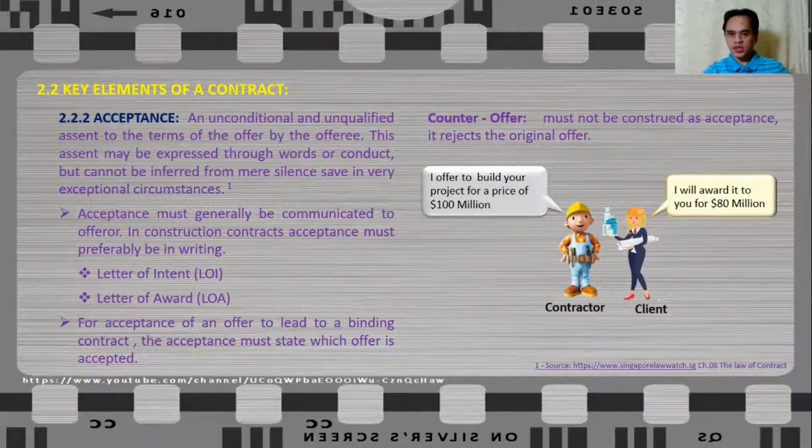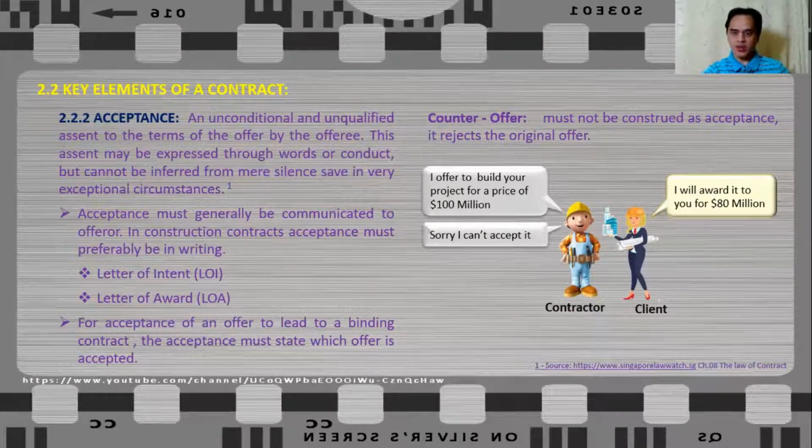So now there is a change in terms. From 100 million, the client counteroffered 80 million. This now puts the contractor in a position of accepting the offer because it is now the client who is giving a counteroffer. So the contractor may reject or may accept. And in this instance, the contractor rejects the counteroffer. So sorry, I cannot accept it.